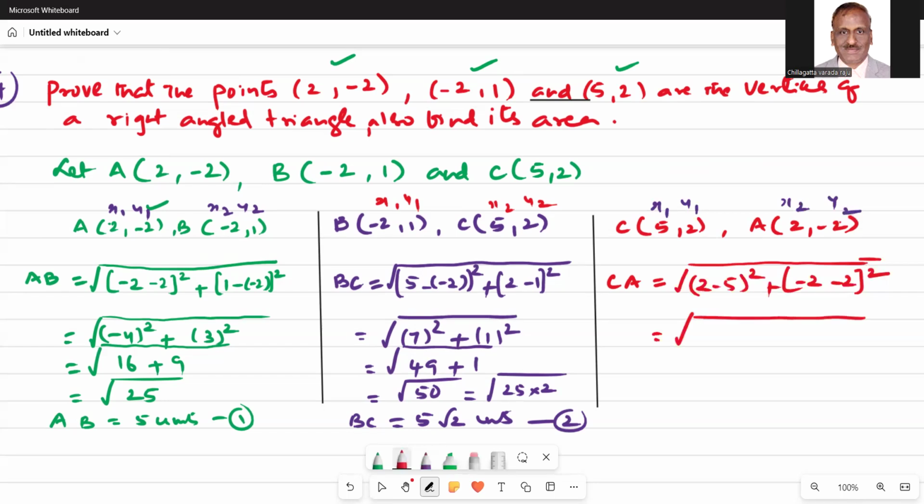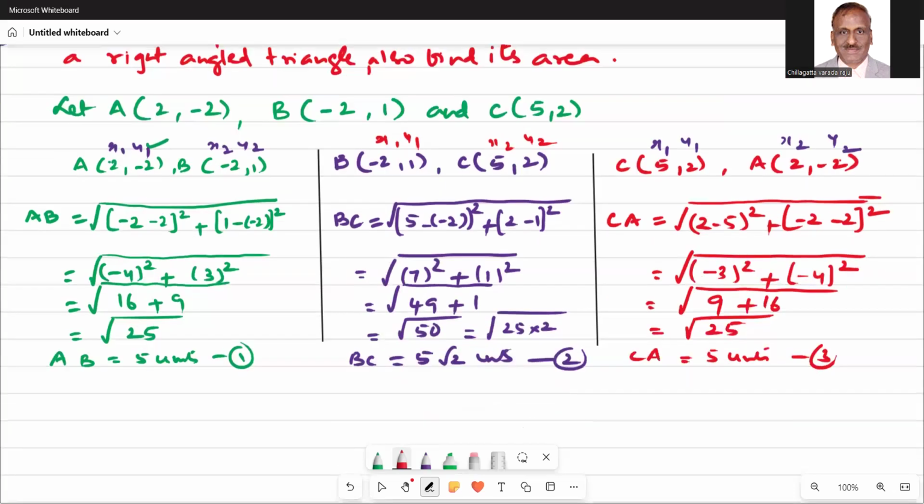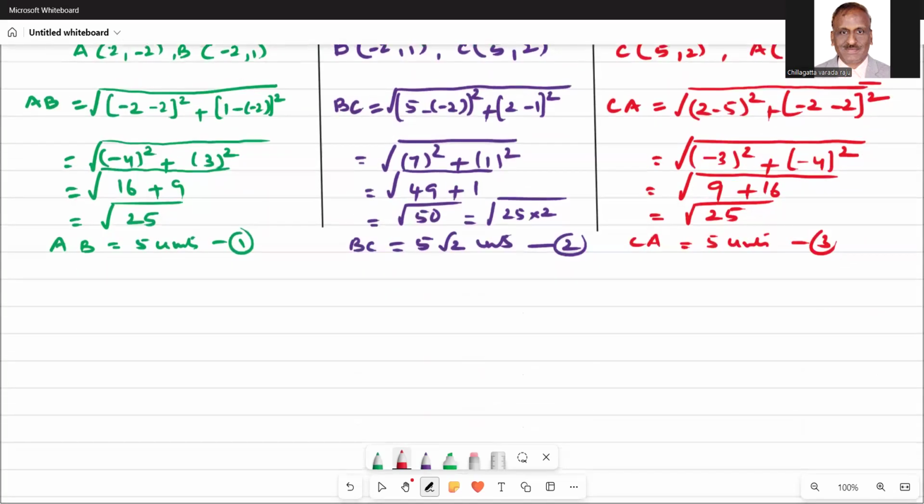So which gives you root of, what is 2 minus 5? It is -3 whole square. -2 minus 2 is what? -4 whole square. Sum of that. So which is equal to square root of, what is -3 whole square? 9. -4 whole square 16, which is equal to square root of 25. What is CA? CA is equal to 5 units. Okay, this is number 3. Observe equation number 1, 2, and 3. Shall we think of a right angle triangle now?